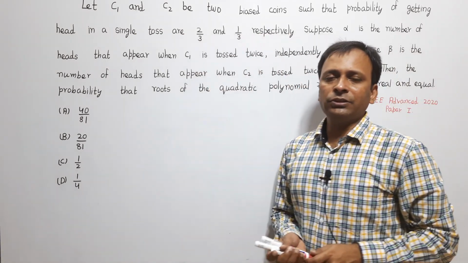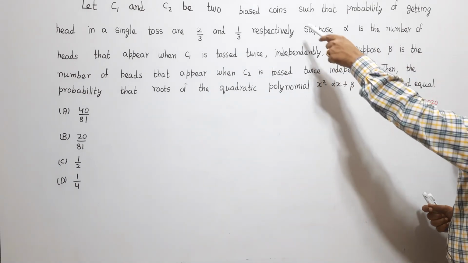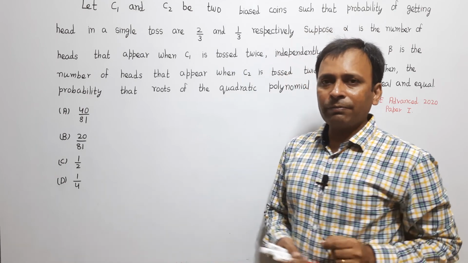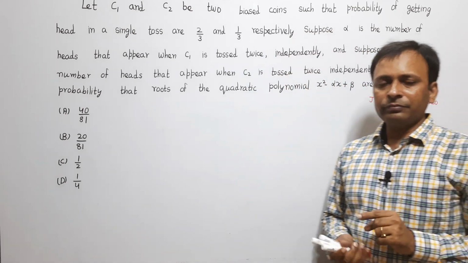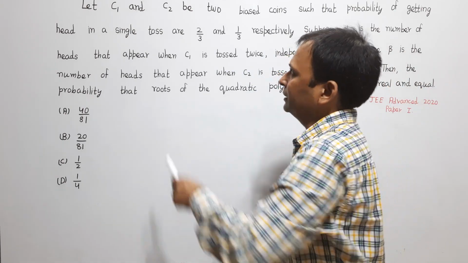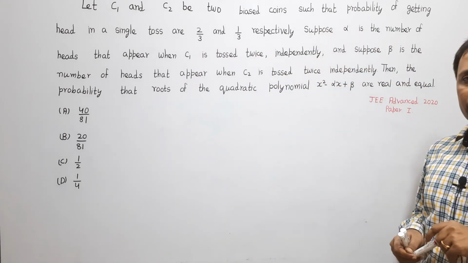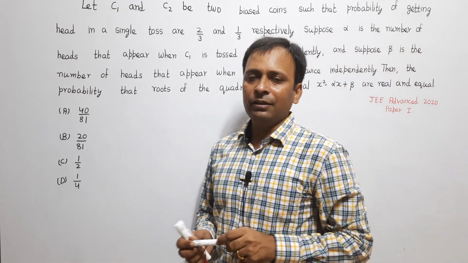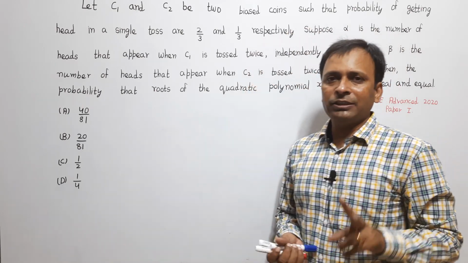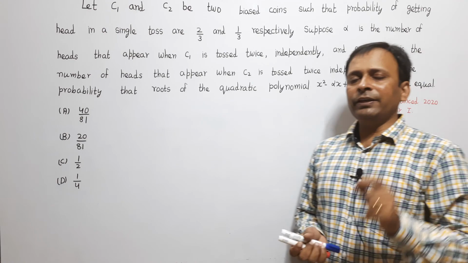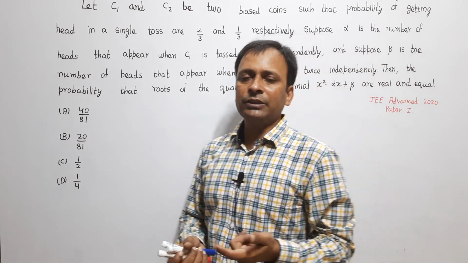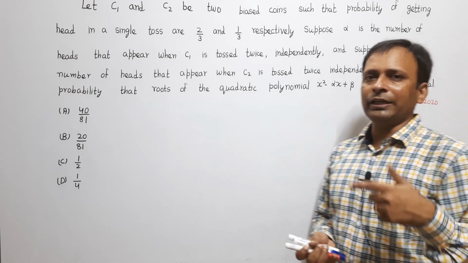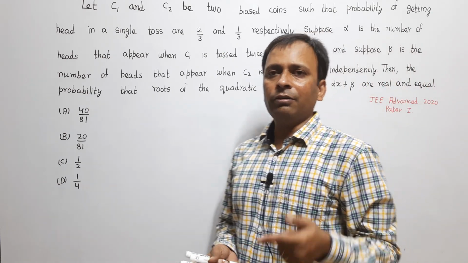So what is there in the question is, we have been given two biased coins C1 and C2. The probability of getting a head on the first coin is given as 2 by 3, and the probability of getting a head for the second coin is 1 by 3. So we have tossed both the coins twice, and we have noted the number of heads which are appearing in the two tosses. So the number of heads can be equal to either 0 or 1 or 2.